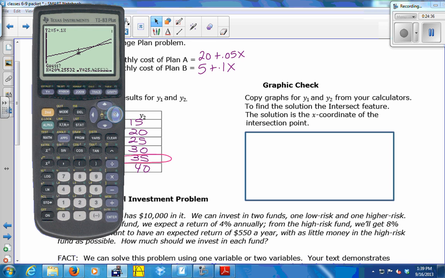All right, so finally, we have to make a guess. So we just take the cursor and we put it somewhere close to where they intersect. Doesn't have to be perfect. Press enter. And it tells me that the intersection happens at 300, 35. 300 texts for $35.